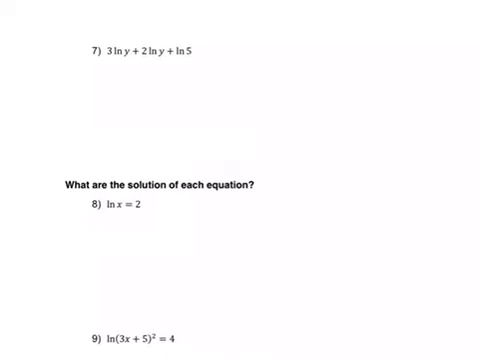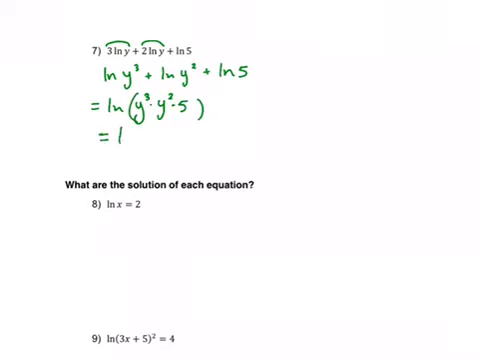Last one. On that part, I'm going to move again my exponents. So this is natural logarithm of y cubed plus natural logarithm of y squared plus natural logarithm of 5. So this is the same as the natural logarithm of y cubed times y squared times 5. So at the end, this is the natural logarithm of 5y to the 5th.